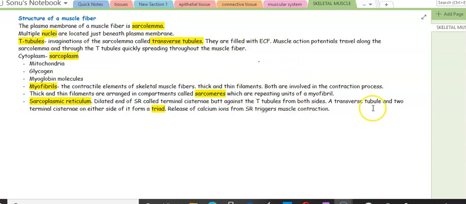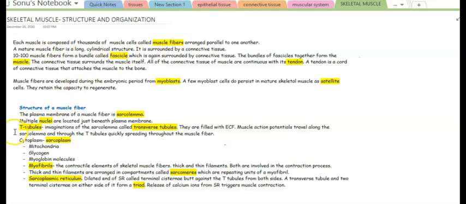So these are the notes for the topic I have just discussed. The structure of a muscle fiber: the plasma membrane is called the sarcolemma. Multiple nuclei are located just beneath the plasma membrane or sarcolemma. T tubules are the invaginations called transverse tubules. The cytoplasm is called sarcoplasm. It contains mitochondria, glycogen molecules, myoglobin molecules, and the myofibrils. Thick and thin filaments are arranged in compartments called sarcomeres, which are the repeating units of a myofibril.